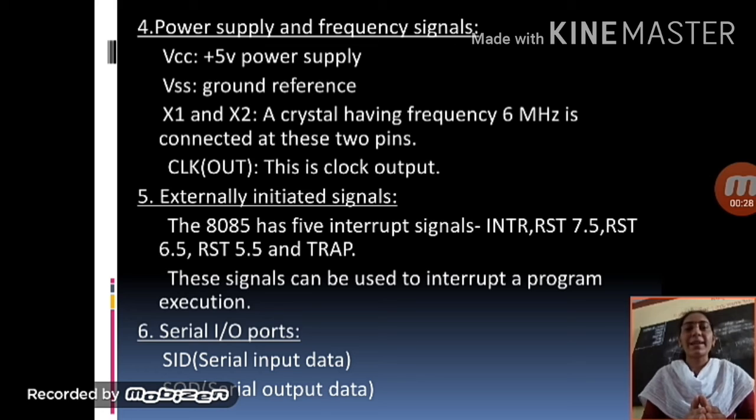Okay, fifth is the externally initiated signals. The 8085 has 5 interrupts, and in the last lecture we have seen what interrupts are and how they work. The interrupts are INTR, RST 7.5, RST 6.5, RST 5.5 and TRAP. These signals can be used to interrupt a program execution. Whenever the microprocessor performs operations on the instructions you give, at that time externally initiated signals can interrupt your program execution.